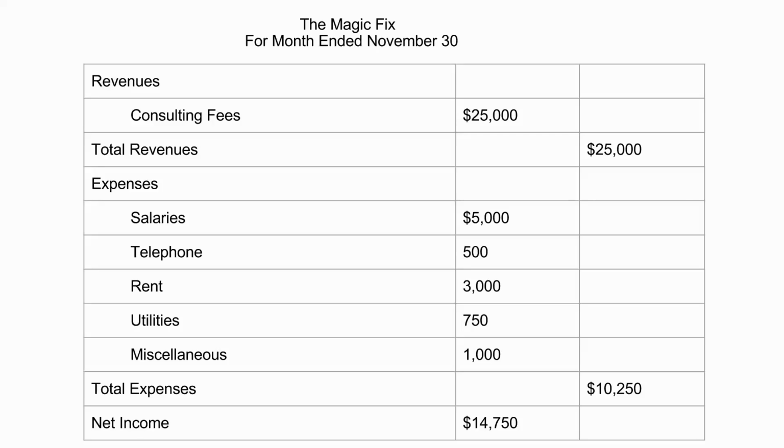Now, if you remember, how do we get net income? Well, we have our total revenues, $25,000, minus our total expenses, which is $10,250, and that equals $14,750.